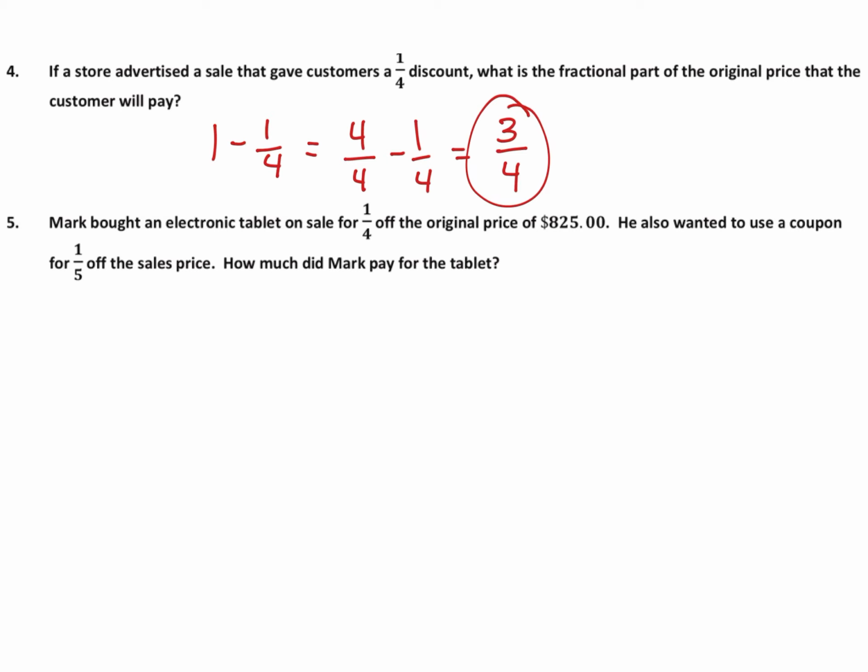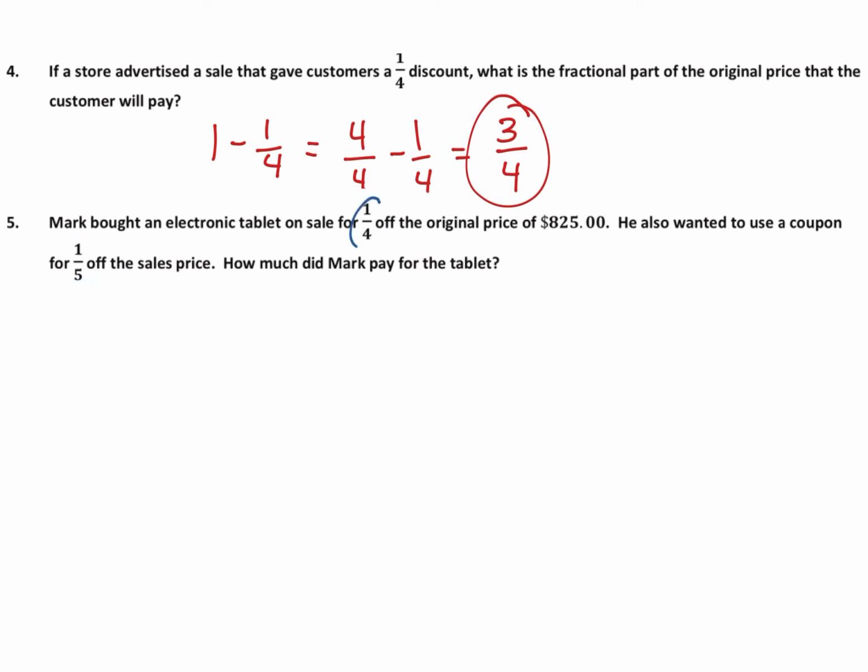5. Mark bought an electric tablet on sale for 1/4 off the original price of $825. He also wanted to use a coupon for 1/5 off the sale price. How much did Mark pay for the tablet? One thing about these types of problems is you have to do them separately. You cannot combine the 1/4 and the 1/5. It has to be done in 2 different parts.